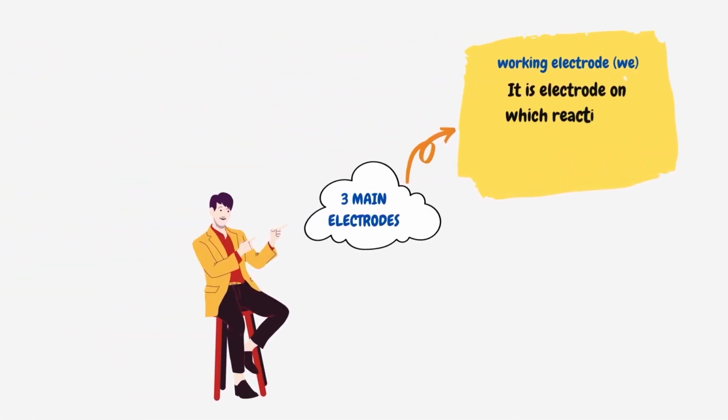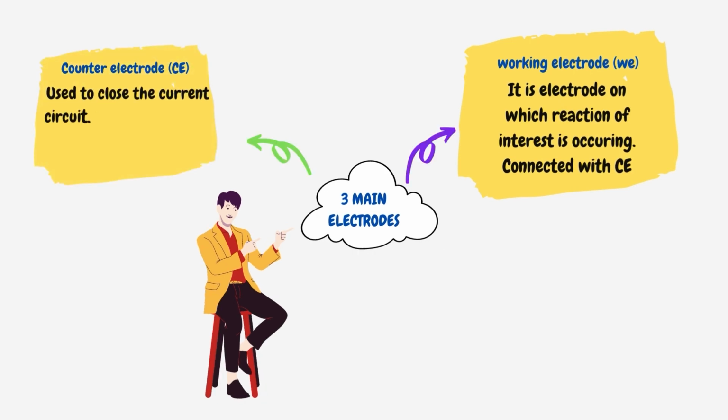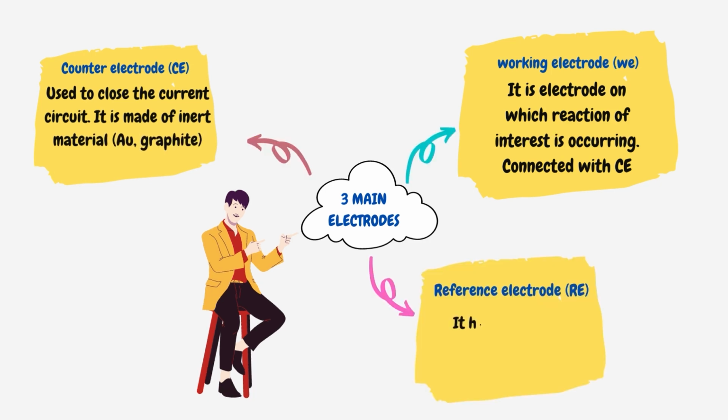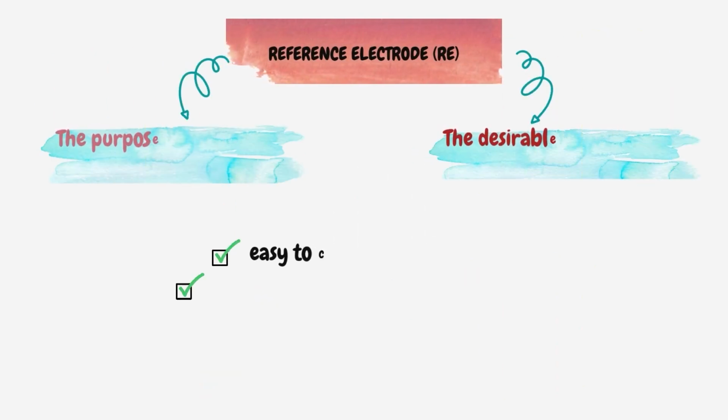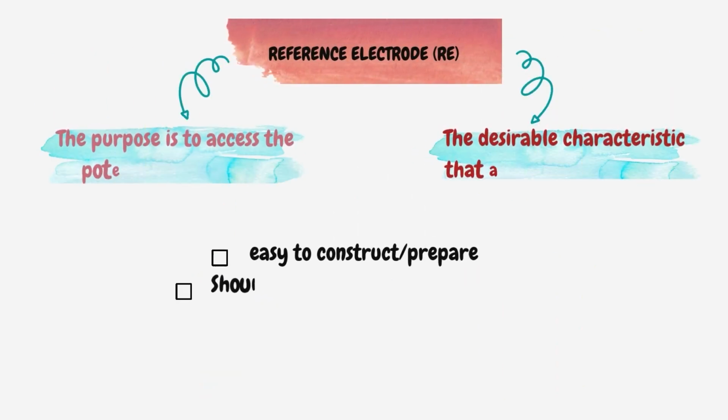Working electrode is an electrode on which a reaction of interest is occurring. It is connected with the CE. Counter electrode is used to close the current circuit. It is made of inert material such as gold or graphite. Reference electrodes have a stable and well-known electrode potential. Initially, the reference electrode is used to measure the potential in the solution.